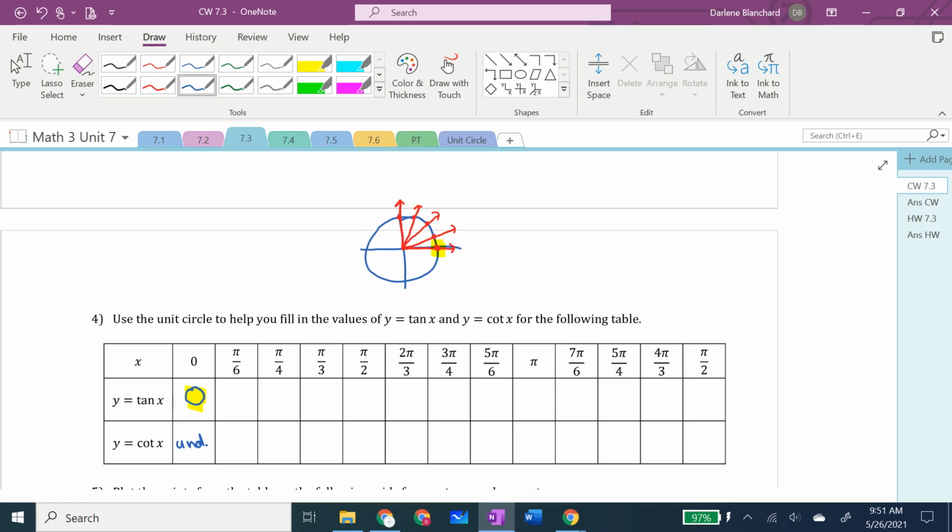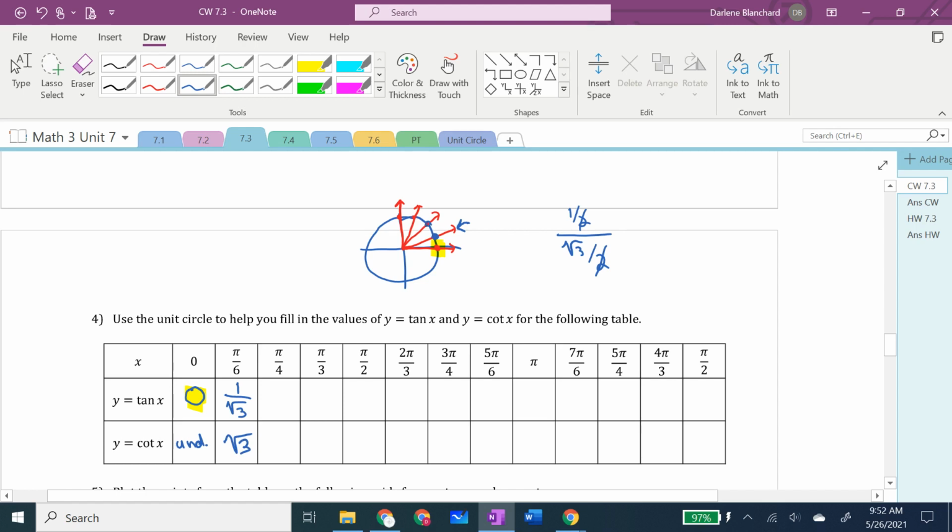Then I'm moving on to pi over 6. So when I'm at angle pi over 6 here, the y-coordinate is 1/2. The x-coordinate is √3 over 2. And that means that I'm getting a value of tangent that is 1 divided by √3. The reciprocal of that is √3, and that's what the cotangent is at pi over 6.